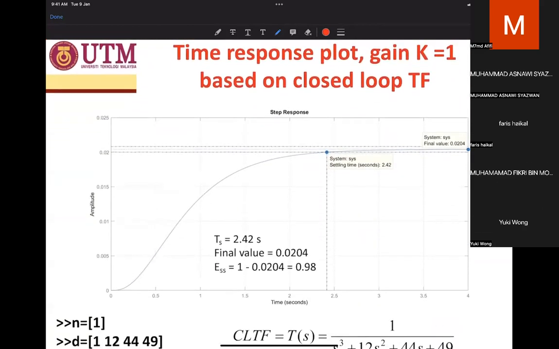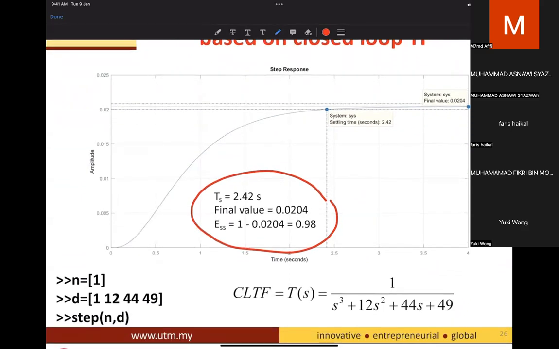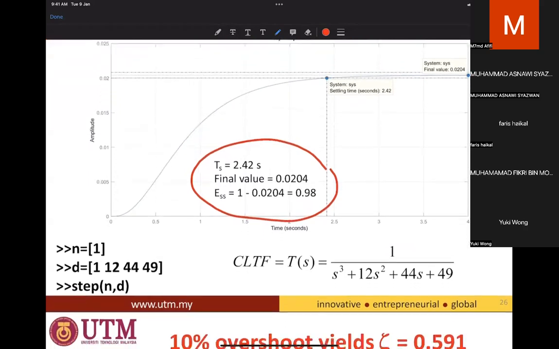So the time response is here, guys. Okay, is the closed loop time response. K is equal to 1. Guys, take note. Settling time is 2.42 seconds, as I showed you before. And final value is 0.0204, which means steady state error is 0.98. Wow, that is too big, right? So we have to improve it from 0.98, reduce it somehow by using a P controller, right?